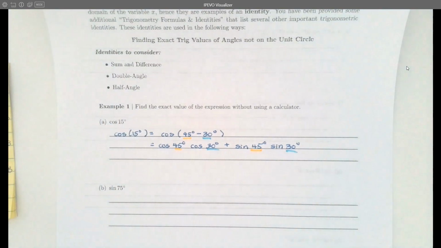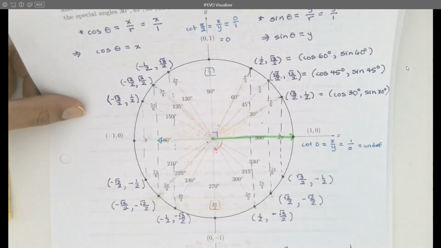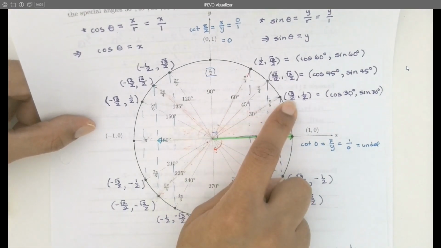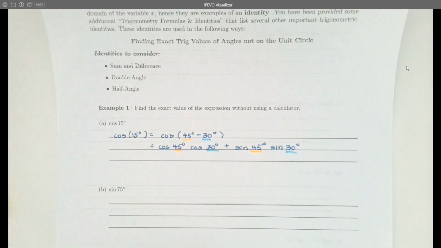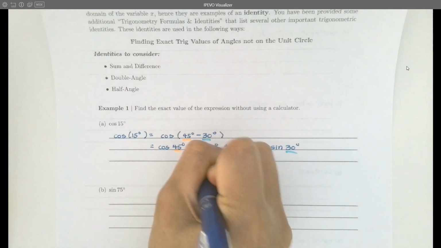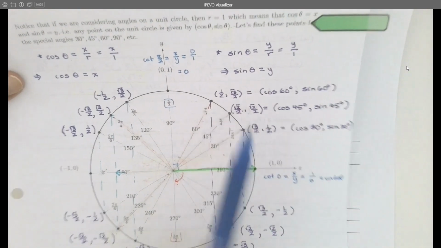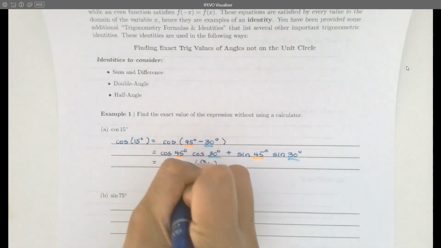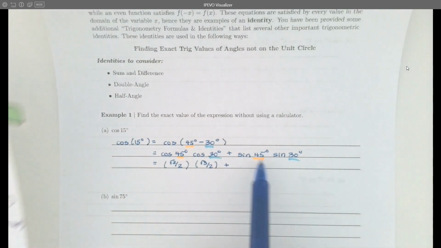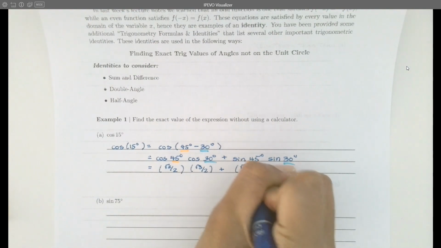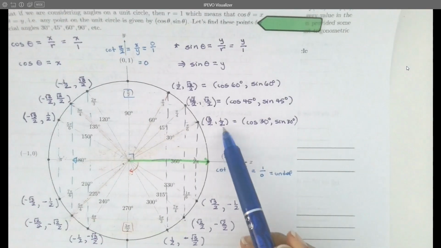Okay. Alright, so here is my unit circle. I have it handy from a set of lecture notes that we've considered in the past, lecture notes week 3. And if I take a look at 30 degrees, cosine of 30 is radical 3 over 2. So this is going to be radical 3 over 2. If I take a look at cosine 45, that's going to be a radical 2 over 2. And then we have plus sine of 45 is also radical 2 over 2. And sine of 30 is going to be 1/2.